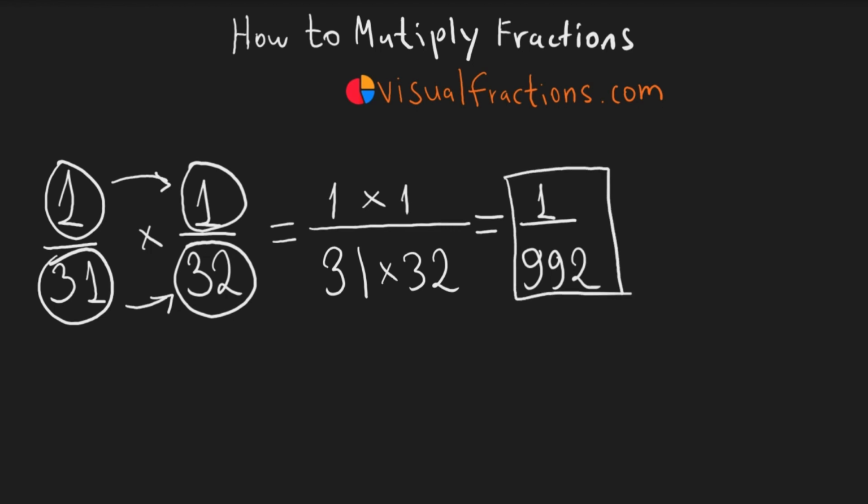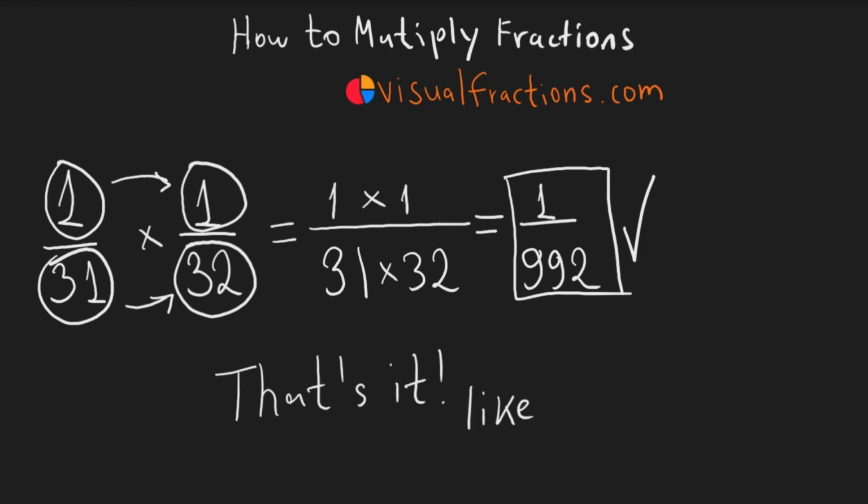That's our final answer. It's important to highlight that 1/992 is already in its simplest form, so no further reduction is necessary. And that's all there is to it. You've now successfully learned how to multiply 1/31 by 1/32. Multiplying fractions can be that easy.